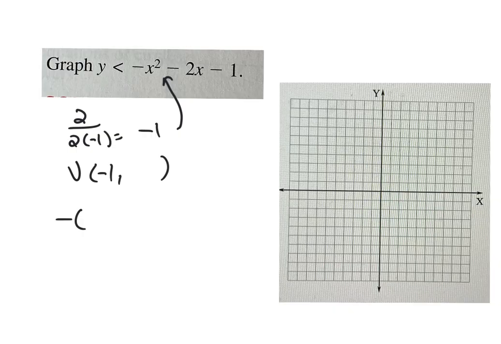And if I do, I get negative 1 squared minus 2 times negative 1 minus 1. So that's going to be negative 1 plus 2 minus 1. That's 0. So here's my vertex. My vertex is negative 1, 0. And because it's negative in the front, and there's a 1 in the front, I'm going over 1, down 1, over 1, down 1. Draw your parabola.